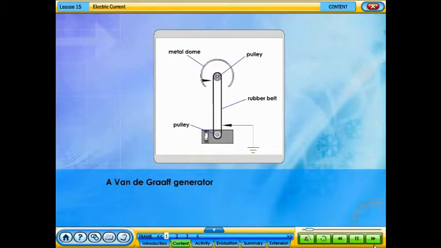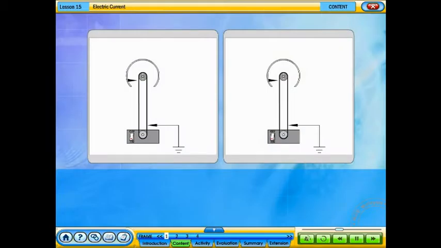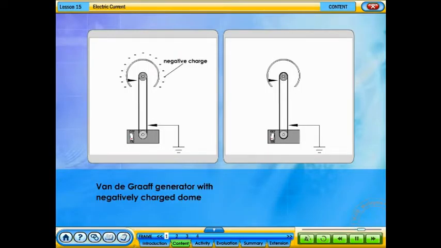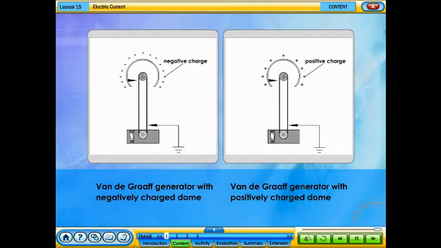A Van de Graaff generator is a machine for producing large quantity of charges. It can be designed to produce either negatively or positively charged domes. When the Van de Graaff generator is operating, the dome is continually being charged. If there are extra electrons, the dome is negatively charged, and if electrons have been removed from it, the dome is positively charged.